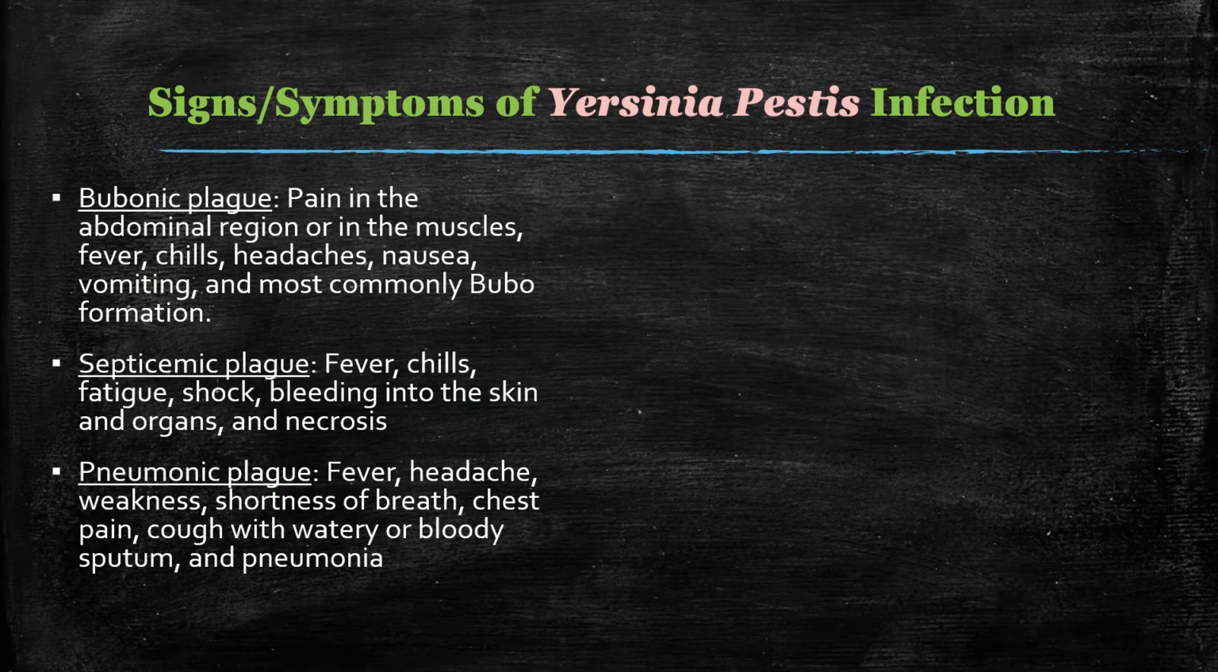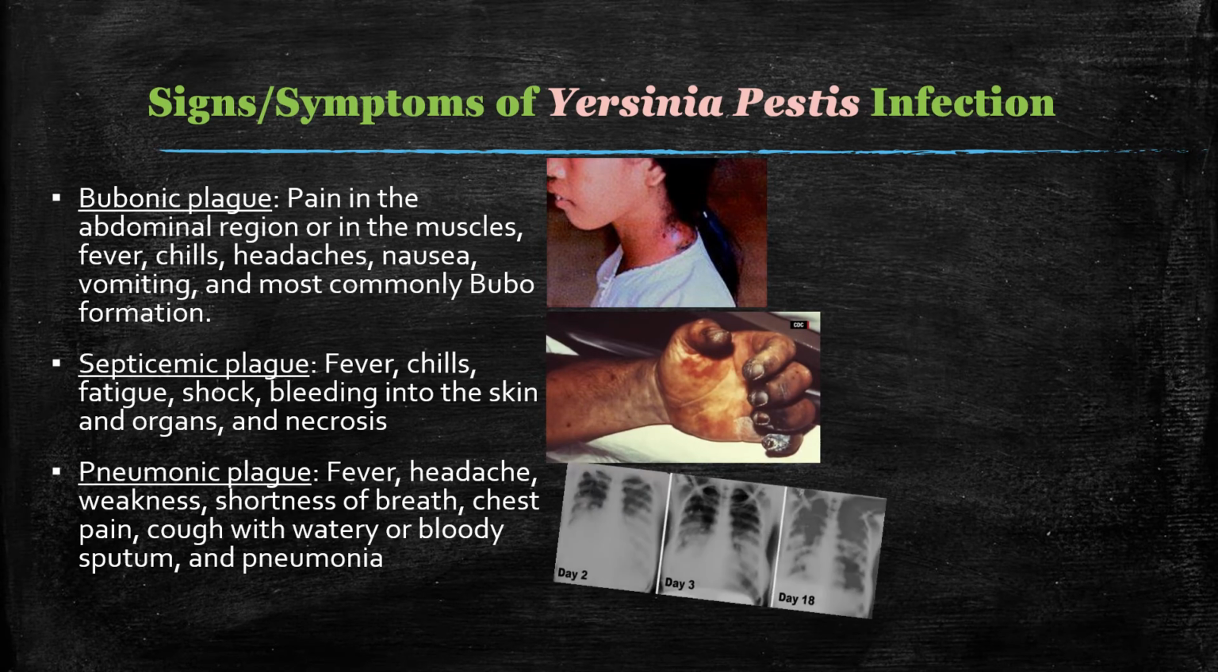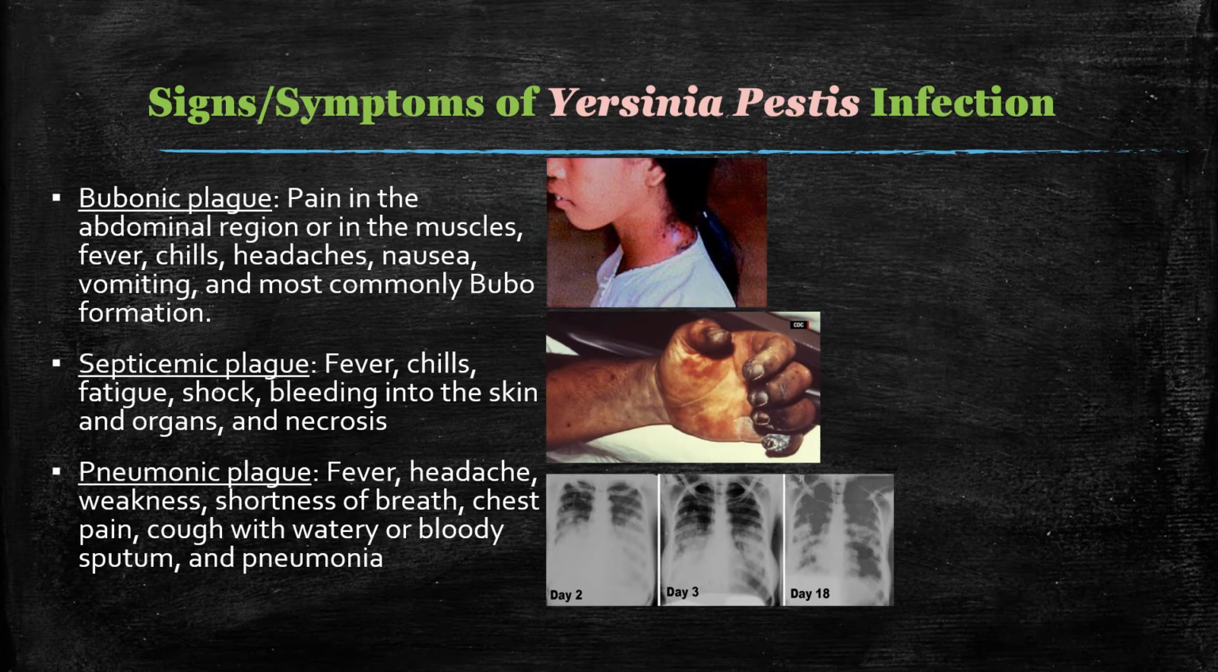When it comes to signs and symptoms of Yersinia pestis infection, these three different forms of plague actually share commonalities in their symptoms as far as nausea, vomiting, fever, chills, and fatigue, but there are some distinctions between each plague that are able to differentiate it. As I mentioned before, in bubonic plague, the most commonly known symptom is bubo formation, which is swollen lymph nodes in the lymphatic system. For septicemic plague, you might have some bleeding into the skin or organs, and also necrosis, hence the name Black Death around the time in Europe, where a lot of people were dying due to live tissue death. In pneumonic plague, it can give rise to pneumonia or bloody cough or watery cough.